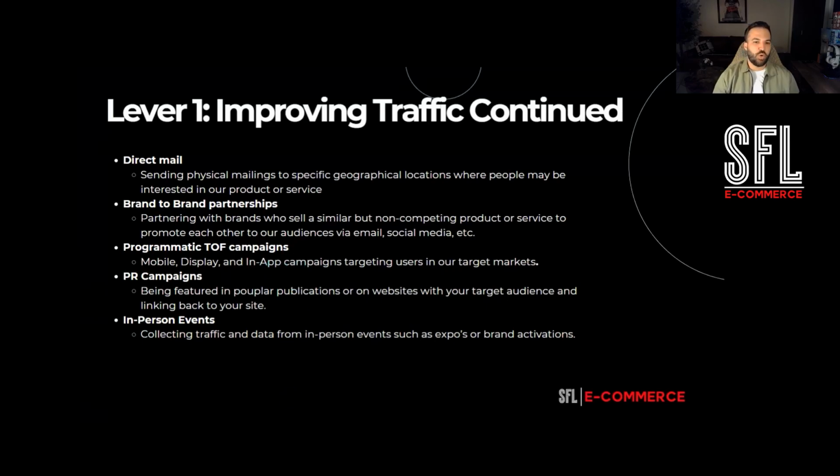Programmatic is mobile, display, in-app campaigns, PR campaigns. So being featured on popular publications, websites that also share your target audience. In-person events, depending on the business, so collecting traffic and data from an iPad or QR codes if you're doing some sort of expos or brand activations.